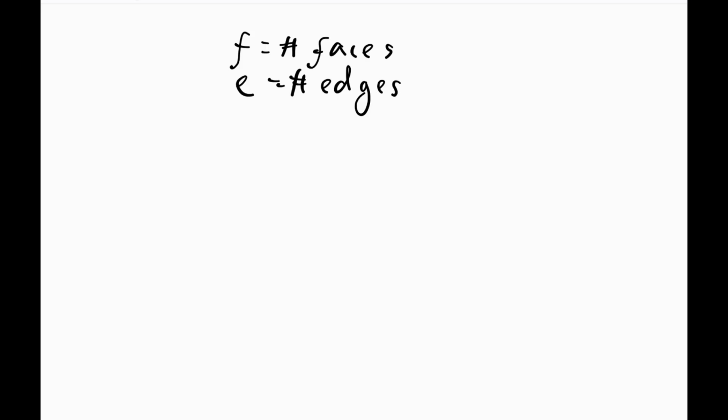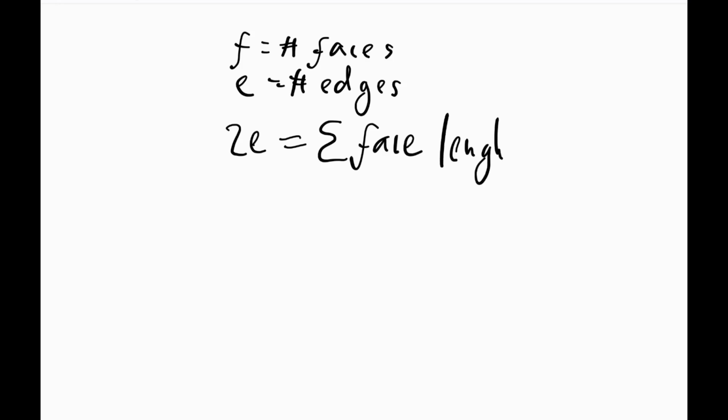Now we can find an interesting inequality first that would indirectly lead to the final inequality we want to look at in this video. First of all, let's realize that 2 times the number of edges equals the sum of face lengths. So abstractly we write it like this: the sum of face lengths is 2 times the number of edges. Each edge bounds 2 faces, on both of its sides.